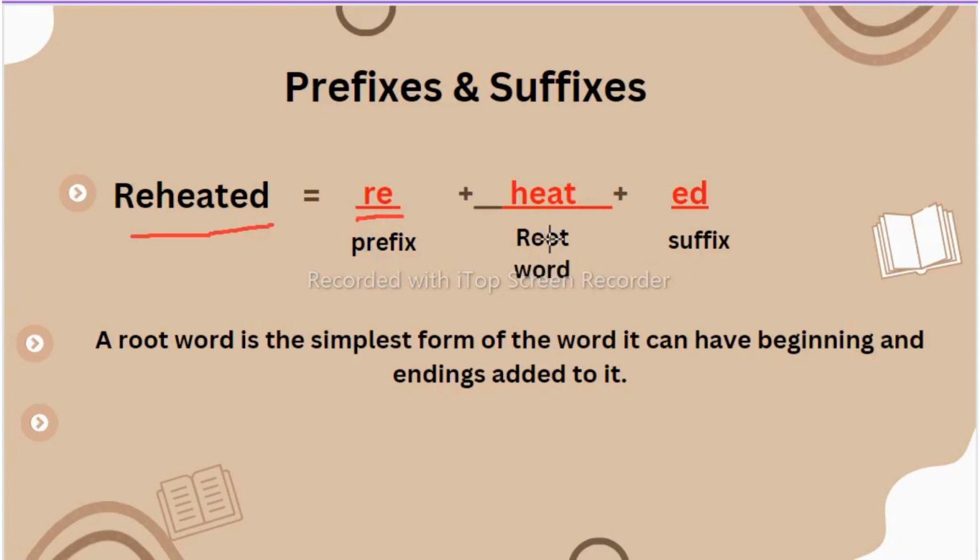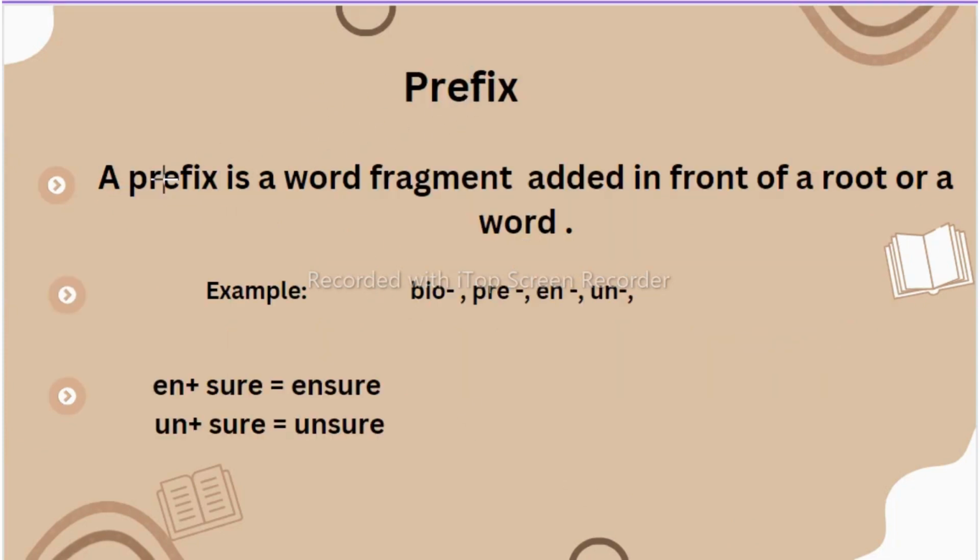We have seen the root word. Now let us see prefixes and suffixes. So here, students, a prefix is a word fragment added in front of a root word or any word, for example bio, pre, and un. Like pre-final, before final we say final, so this pre means before. Unusual we also say, ensure also we say. So this is the prefix.